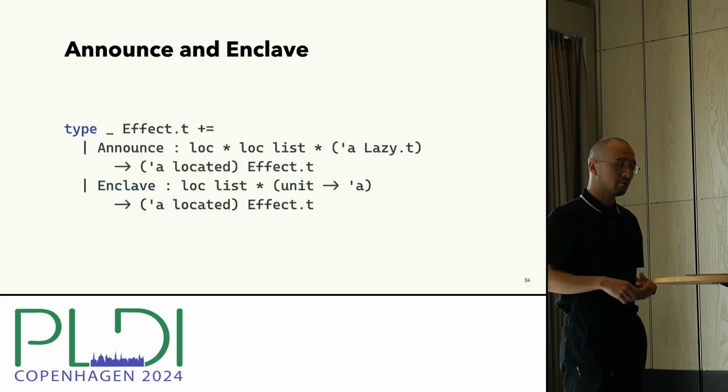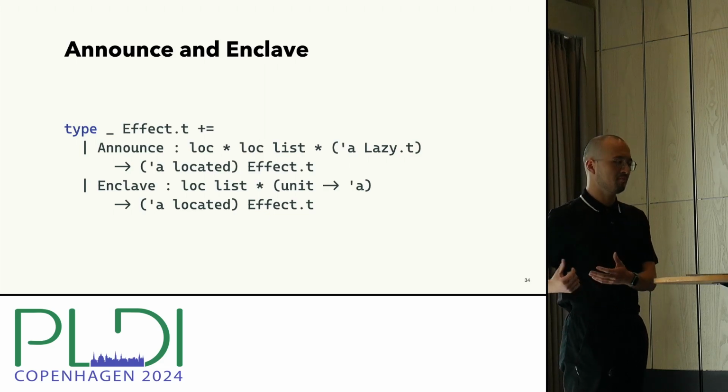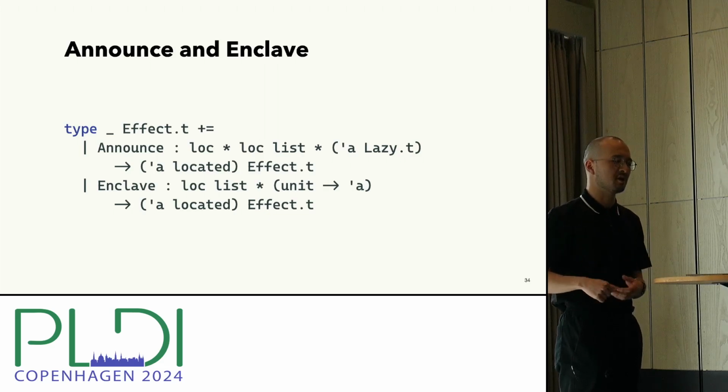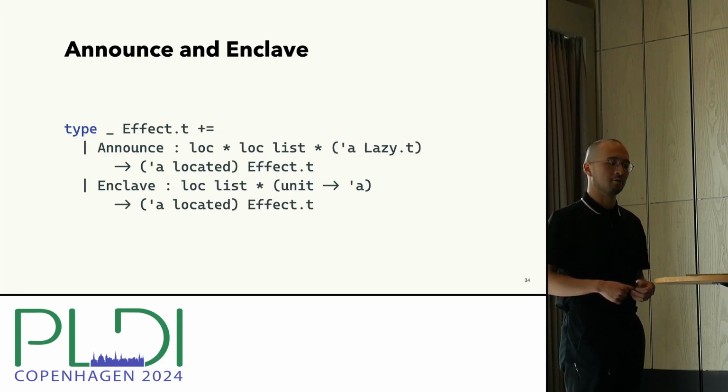With this design recipe in mind, we extend our effect with two new constructors. The announce effect is almost the same as com effect, except the receiver now can be a set of locations. The enclave effect takes a list of locations who will execute the sub-choreography. A sub-choreography returns some value of type A and returns a located value of type A.